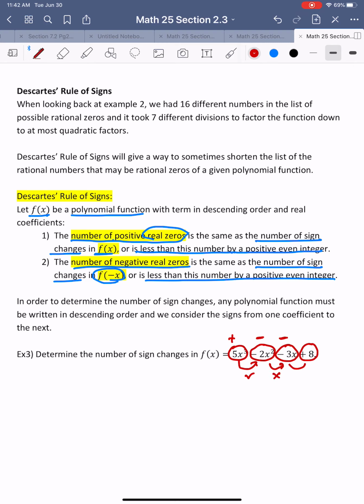And then the third one is negative to positive, which is what? Yes, there is a sign change. So this time, you can say that the number of sign changes is going to be 2. And then you also need to get the number less than this by a positive integer. So you need to go down by 2, which is 0. So that's what we call the number of sign changes.